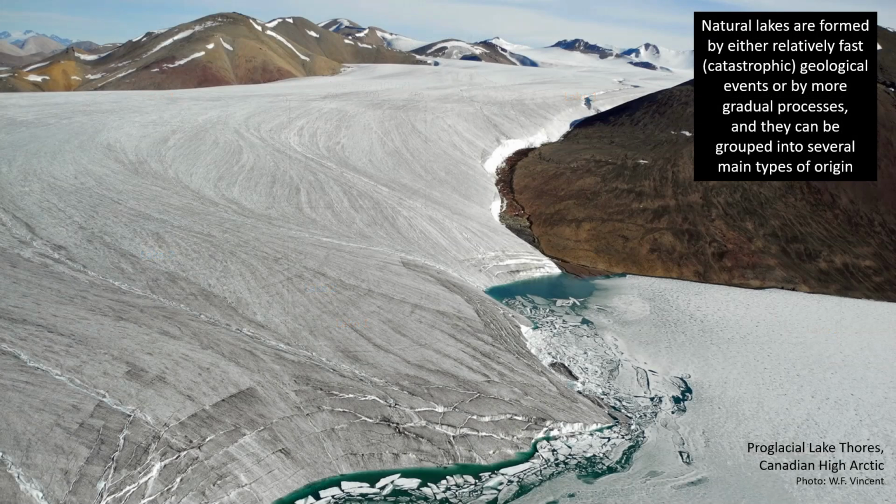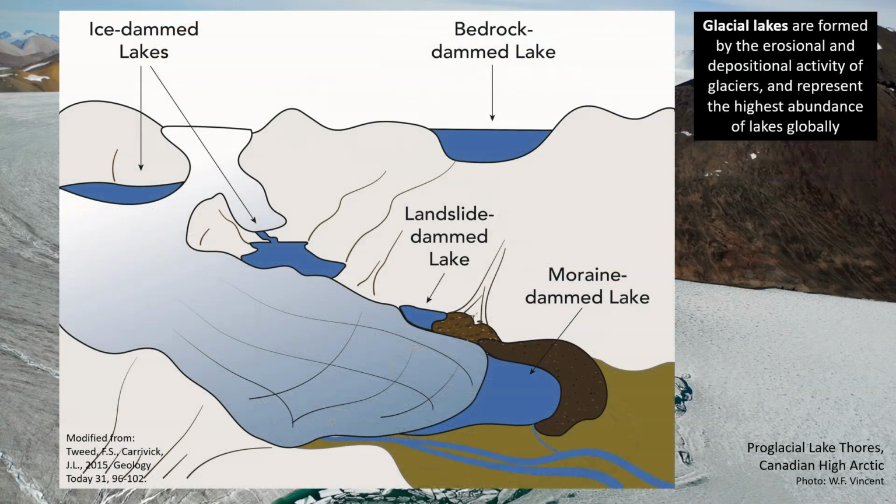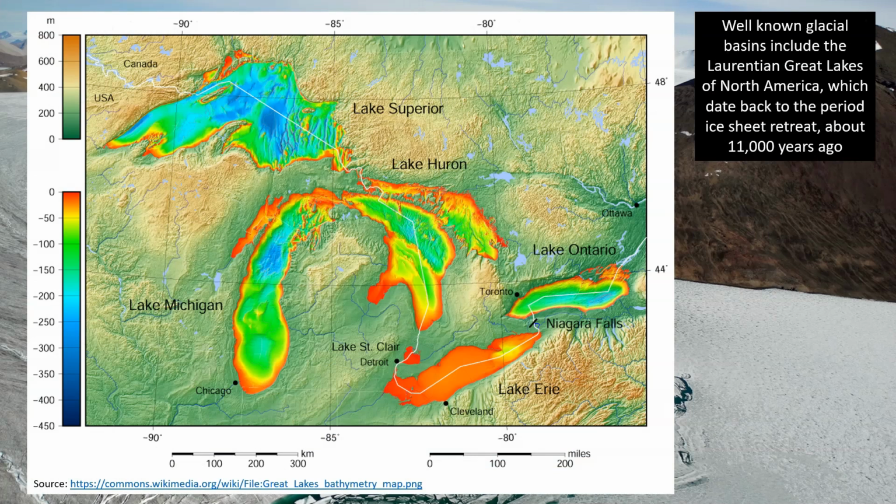Natural lakes are formed either by relatively fast, catastrophic geological events, or by more gradual processes, and they can be grouped into several main types of origin. Glacial lakes are formed by the erosional and depositional activity of glaciers and represent the most abundant lakes globally. Well-known glacial basins include the Laurentian Great Lakes of North America, which date back to the period of ice sheet retreat about 11,000 years ago.